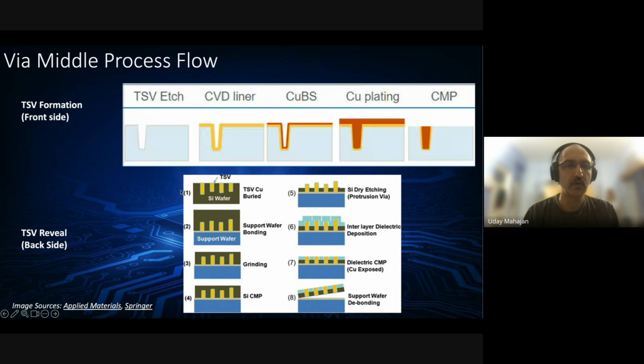Then you perform one more polishing operation, CMP, chemical mechanical polishing, which flattens the topography and exposes or reveals the TSVs. And then you can either continue with the bonded wafer and build up the redistribution layers, or you can debond the wafer and use it for whatever else comes downstream.